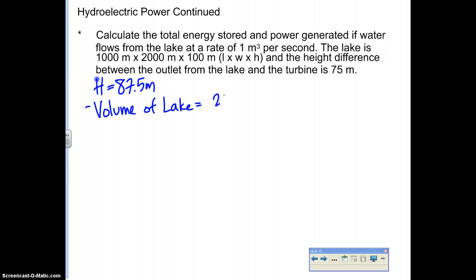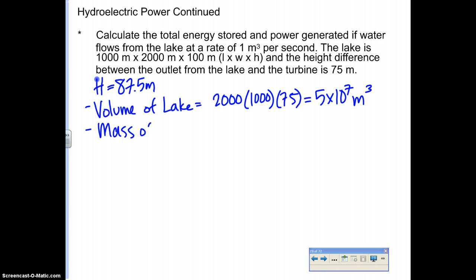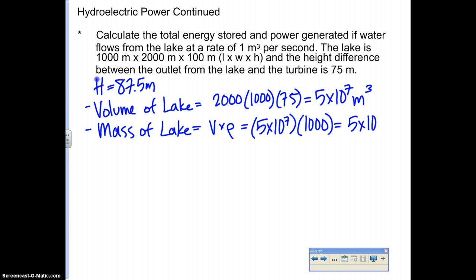The volume is going to be 2,000 times 1,000 times 75, which gives you 5 times 10 to the 7th meters cubed. The mass of the lake is going to equal volume times density, in which the volume is 5 times 10 to the 7th, and the density of this lake is 1,000. So that makes 5 times 10 to the 10 kilograms for the mass of your lake.